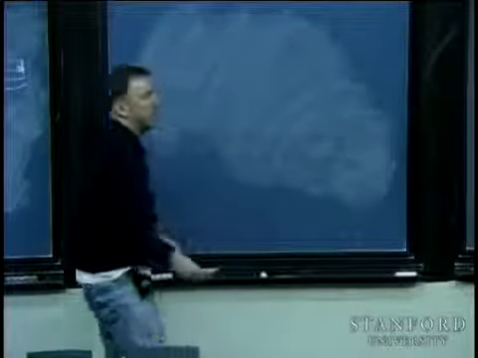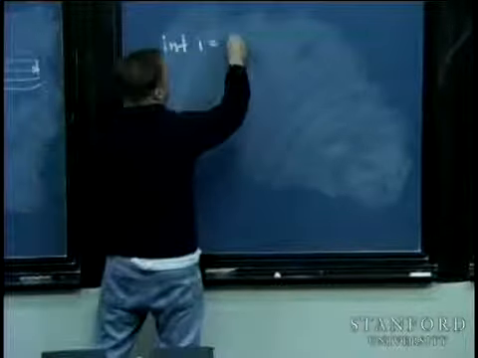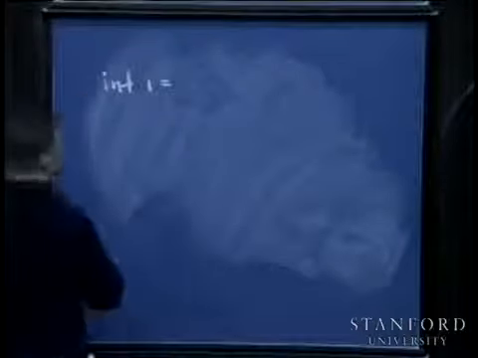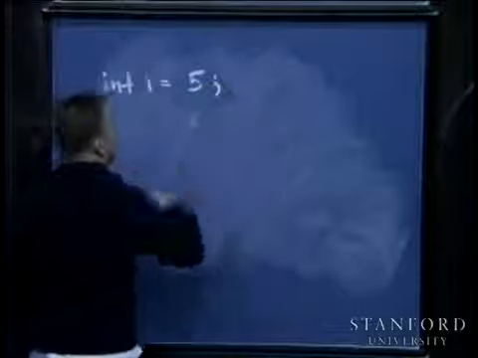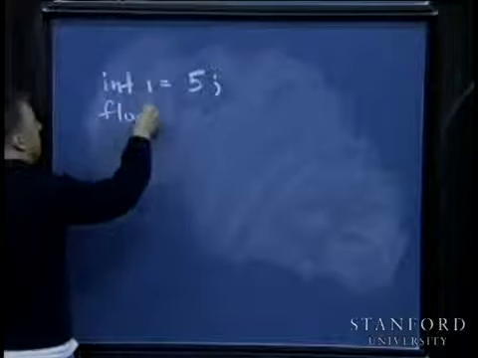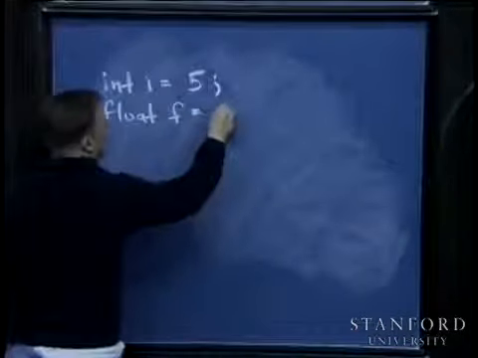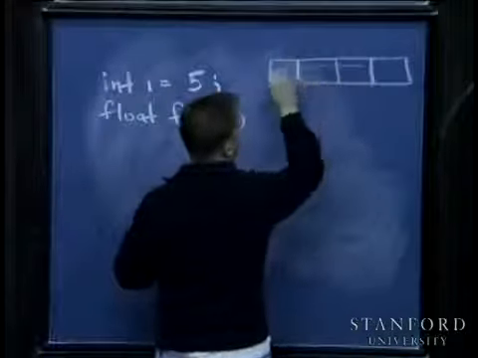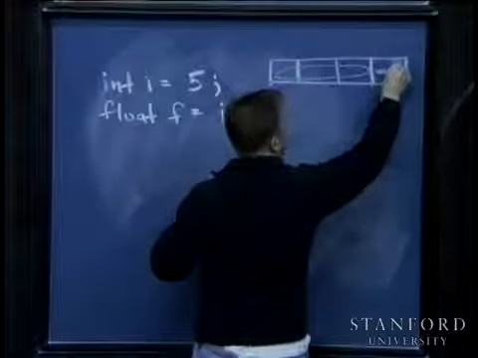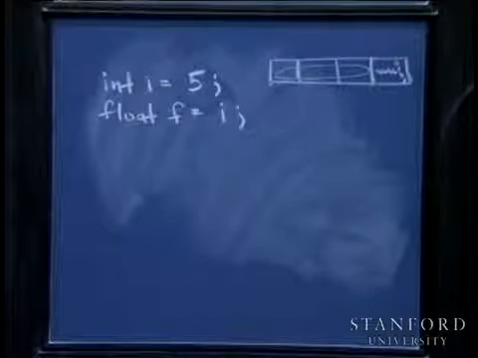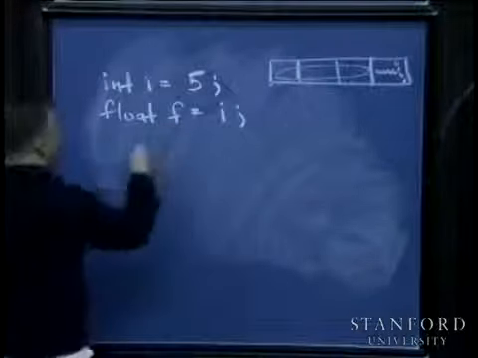I'm going to get a little crazy with the code I write, but you'll be able to take it. I have int i equals 35. Actually, let me choose a smaller number, just 5 is fine. And then I do float f equals i. Now you know that this, as a 32-bit pattern, has lots of zeros, followed by 0, 1, 0, 1 at the end. 4 plus 1. Make sense?